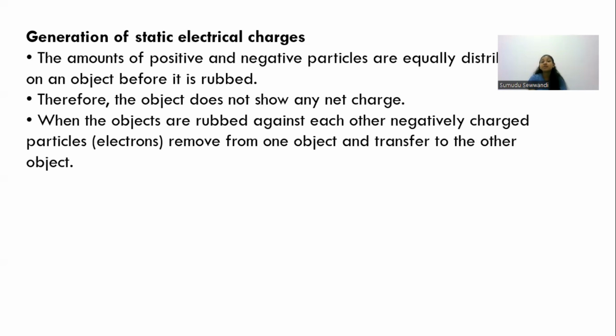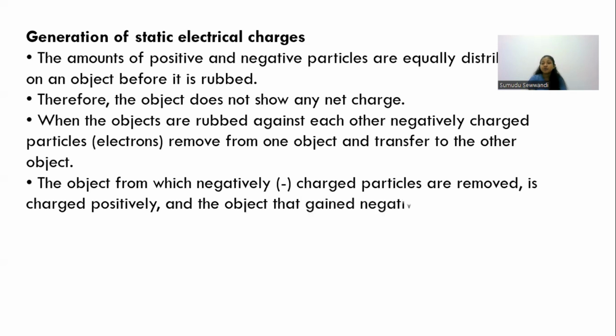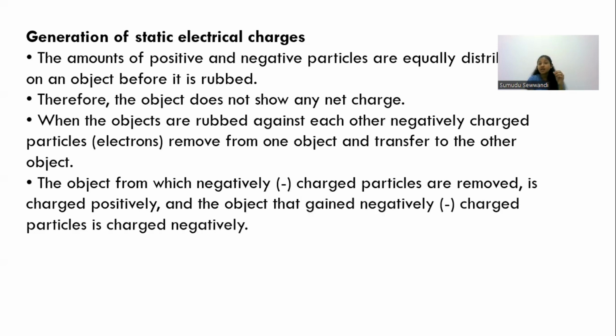When the objects are rubbed against each other, negatively charged particles, that means electrons, are removed from one object and transferred to the other object. The object from which negatively charged particles are removed is charged positively, because previously there was a similar number of positive and negative charges in that object. Now some amount of negative charges are removed from that, so now it has a net positive charge.